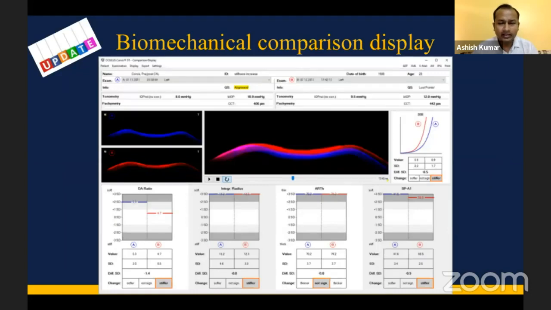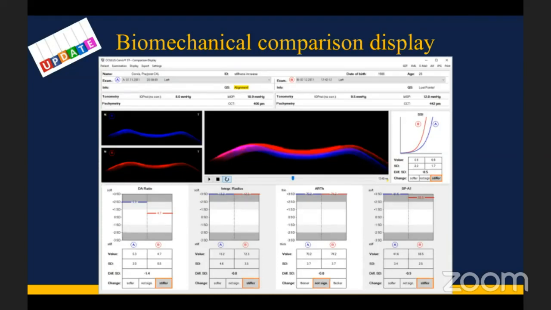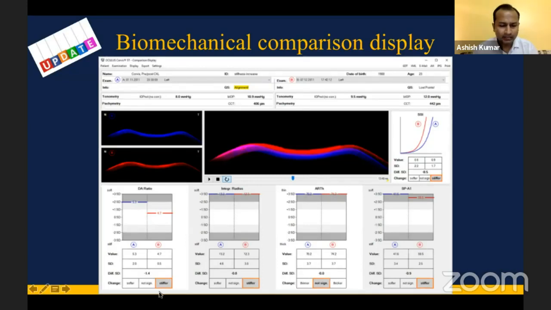This is another update in the Corvis ST where you can see a biomechanical comparison display, which is basically used for the cases where we have done cross-linking and we want to follow these cases. It gives very objective results, like all the deformation parameters. They'll tell you whether the cornea has become stiffer, or it's not significant, or it has become softer. It also gives the SSI index, which we are going to talk about later. And it also shows the cornea has become stiffer in this case.